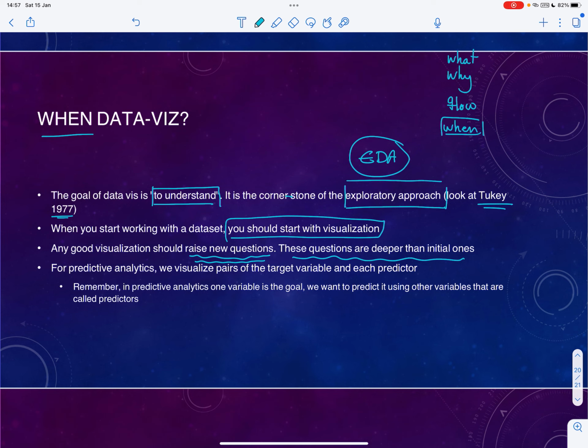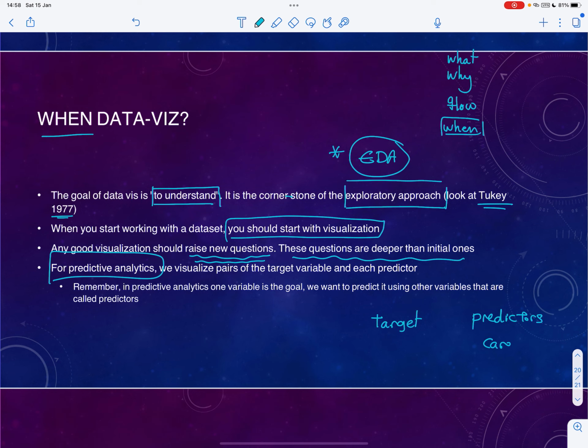For predictive analytics, we visualize pairs of target variables and each predictor. So for predictive analytics, we still use this EDA tool. And as you remember, one variable has a different role in predictive analytics. For instance, in our diamonds example, price is our target. We want to predict price. We want to make a model to predict the price of diamonds. So we have a target, and then we have other variables that are called predictors.